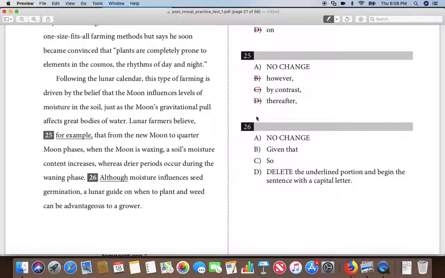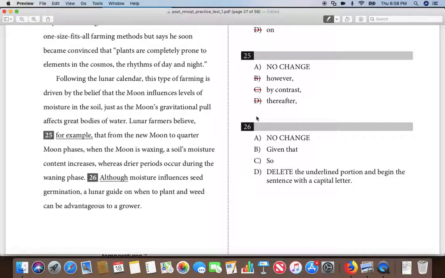Okay? So here's what I want you to do. I want you to read the first half of the sentence before the comma without the transition word, and then read the second half of the sentence, and I want to hear those two in order. Can you do that for me, Ava? Okay. Moisture influences seed germination. A lunar guide. Then the second half. A lunar guide on when to plant and weed can be advantageous to a grower. Yeah, advantageous.